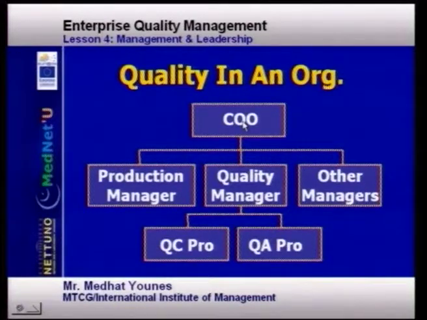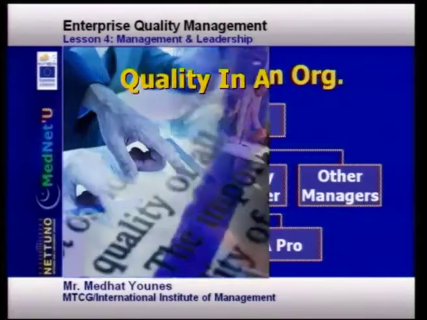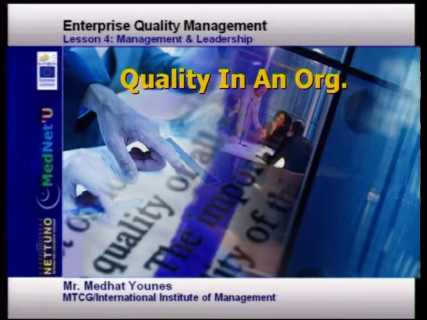Now, here's a quick quiz question. Now that you want to implement a quality initiative within an organization, what is the best structure in your opinion? The answer is matrix. The matrix structure is the best way because it involves multiple departments and multiple managers.